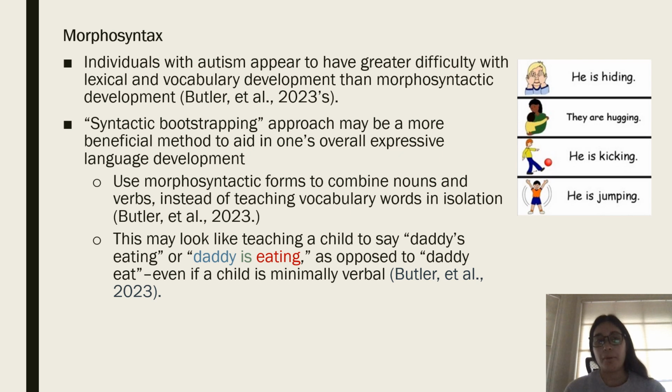So for example, this may look like teaching a child to say, "Daddy's eating," with the apostrophe S at the end of daddy, or "Daddy is eating," as opposed to "Daddy eat." This would be the case even if a child is minimally verbal. In this activity, we will be teaching the form of "Daddy is eating" that is emphasized in this research.